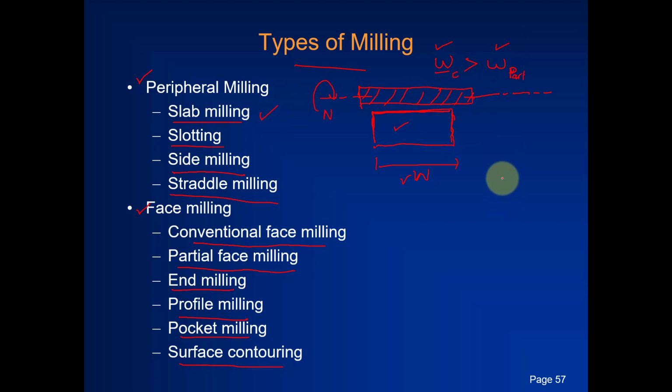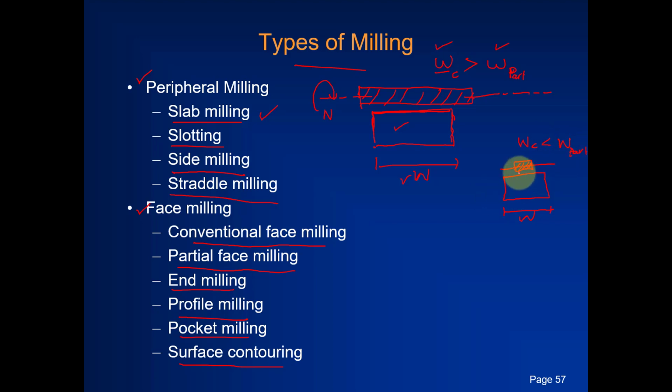Clear? For the second example, say this is the workpiece, this is the cutter, and this is the axis. Now you can see this is the width of the workpiece and this is the width of the cutter. In this case, the width of the cutter is less than the width of the part.